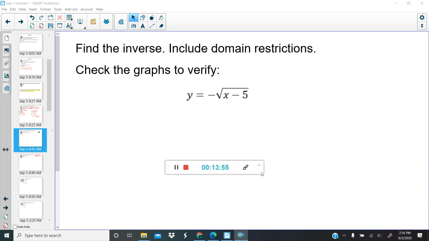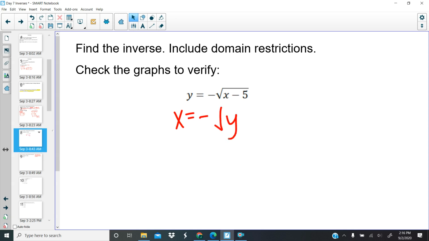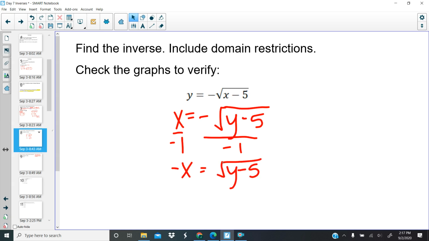Okay, so we're going to try another example here, and this time there's a negative sign in front of the square root. So we're going to see how that changes things. So first, we're still going to switch x and y. So we would have x equals negative square root of y minus 5. And then we're going to need to get rid of that negative sign. So you can divide both sides by negative 1. And I would have negative x equals the square root of y minus 5.